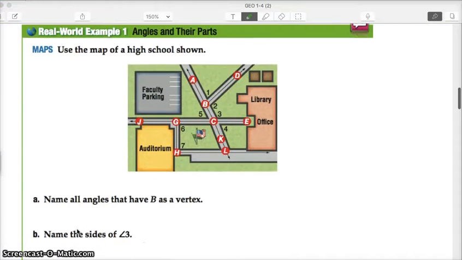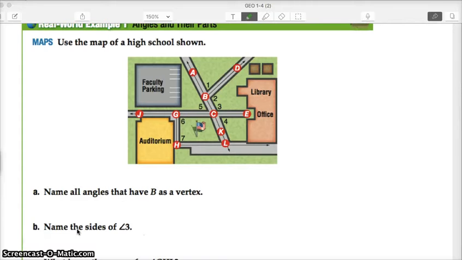So for this example, we're going to use the map of the high school shown in order to answer the following question. So here, part A, it says name all angles that have B as a vertex. So I go to B, I see that this is a vertex of a couple angles. Looks like this angle right here. So I can call that angle, look at the symbol I use, a little fancy L like this, and I have A, B, D, and that's me referring to this angle right here.